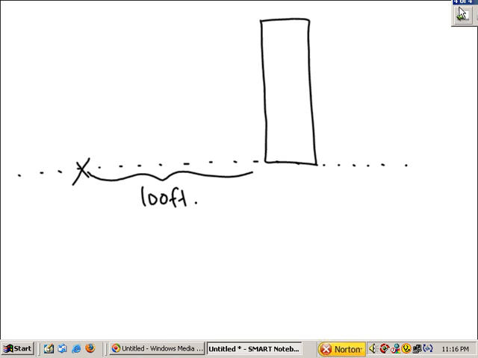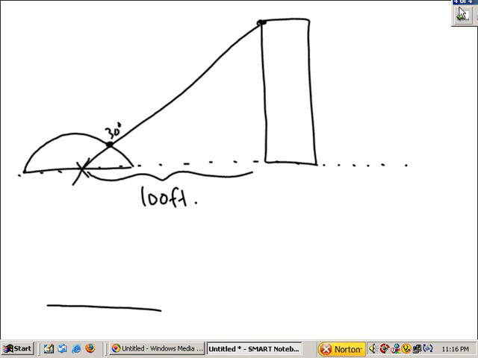Okay, so you take your protractor and adjust it so that the laser beam hits the top of the building, or you use your best judgment with your eyesight, and you read off the angle that's right there. And maybe it's 30 degrees. So now we know that we have this type of triangle. This is 30 degrees, this is 100 feet, and this is the height of the building.